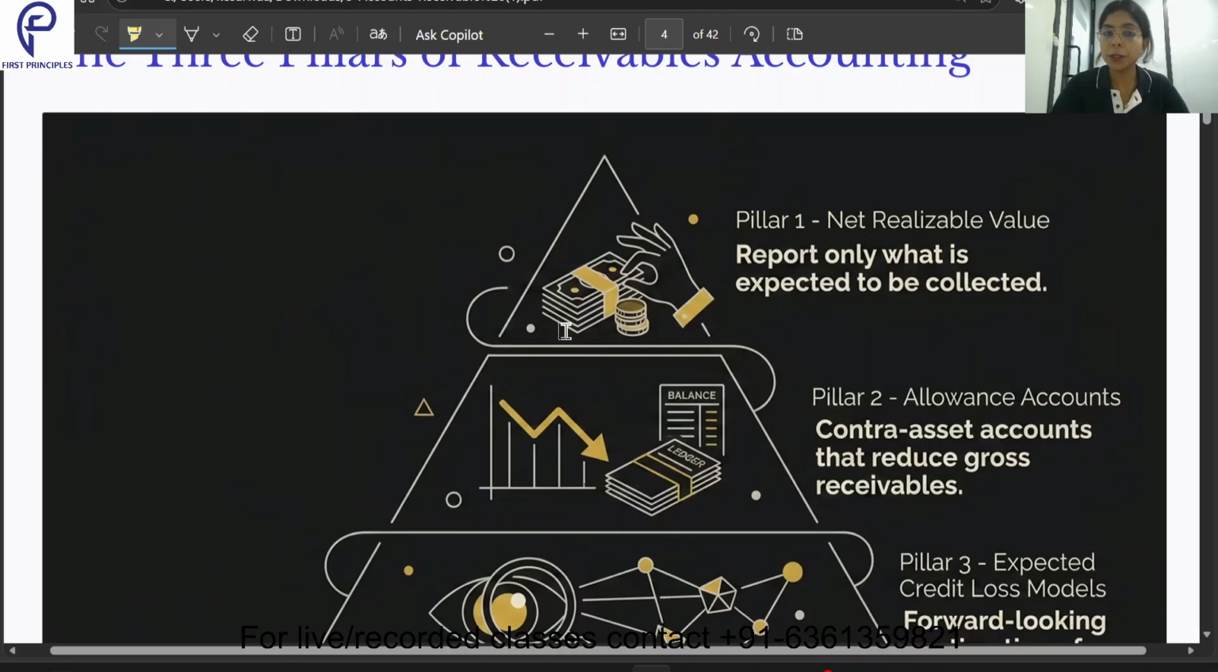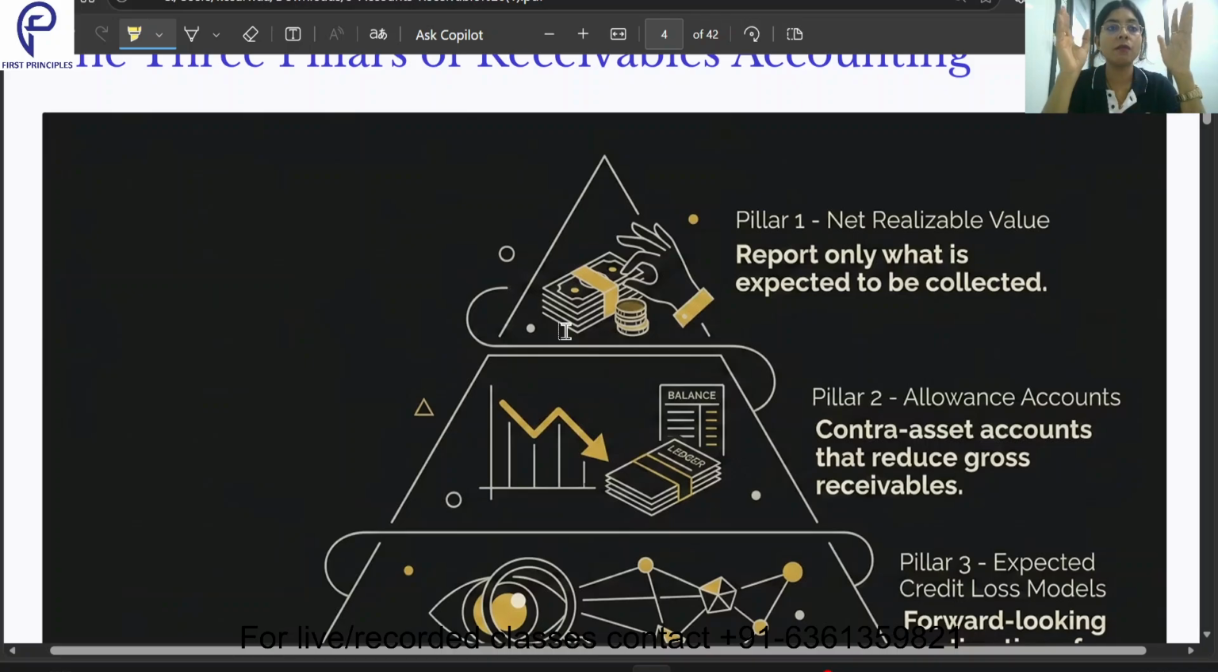Then pillar number 2 for accounts receivable is a contra asset account. What does a contra asset account mean? When we have an asset account, and from that asset account we reduce something in order to arrive at the final amount, the account which we use for that reduction is termed a contra asset account.